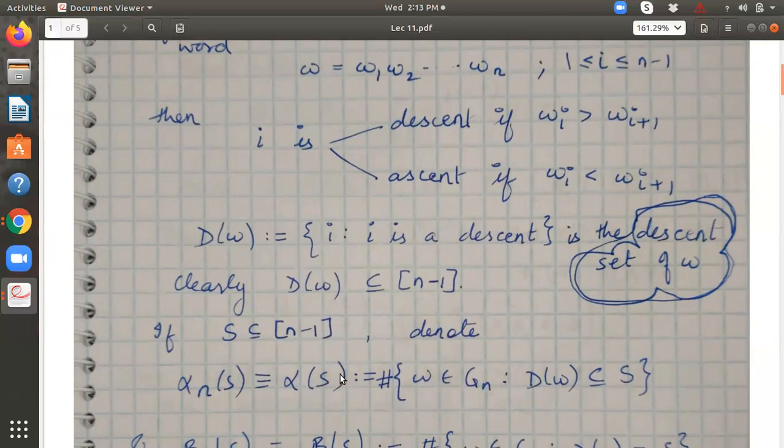Okay, so given any W, dW is fixed, first of all. That is what you have to see. Now you're doing the other way around. You're saying that I start with any set S of n minus 1, and now I want to see all those permutations whose descent set is a subset of this set.